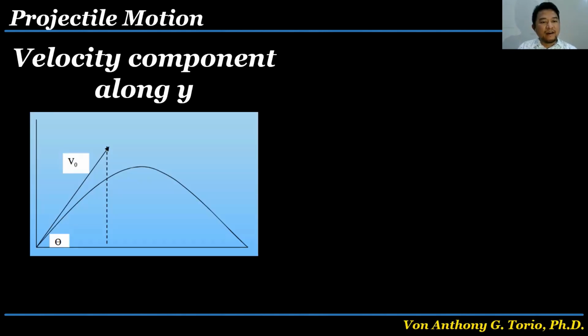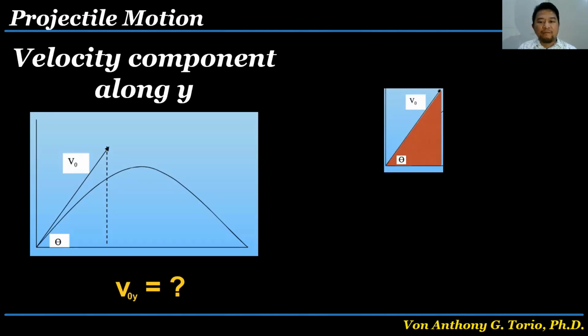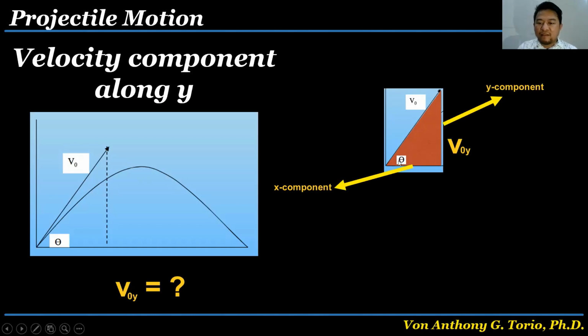Next, we compute the velocity component along y. We follow the same pattern, but this time we are concerned about the y component. Notice again that the y component of the velocity here is related to the angle theta here. And the relationship is that v naught y is opposite the angle theta.